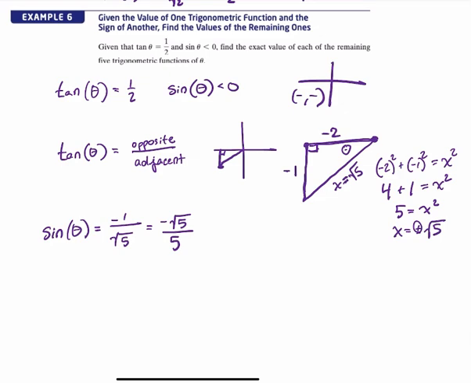The cosine is adjacent over hypotenuse, so negative 2 over the square root of 5, because that's the adjacent side, over the hypotenuse. And then let's rationalize again. Multiplied by root 5 top and bottom, that'll give us negative 2 root 5 over 5.